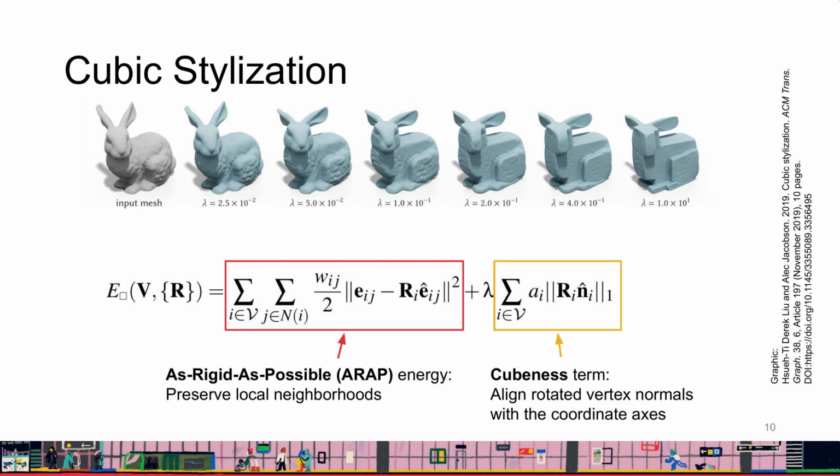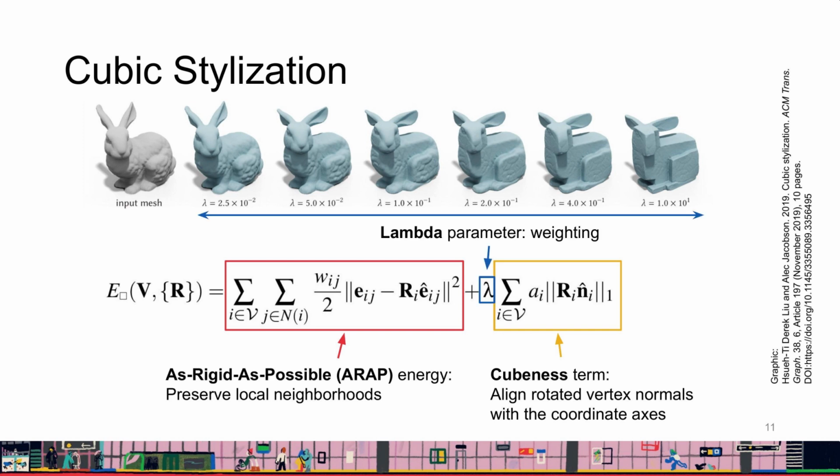In addition to this, the authors add a weighted cubeness term based on the L1 norm of the rotated vertex normals. For unit vectors, such as surface normals, the L1 norm is minimal in direction of the coordinate axis. The regularization term thereby favors certain directions for the local rotations, which results in a cubic appearance. The larger the weight lambda, the stronger the alignment of the vertex normals and the more cube-like the geometry.